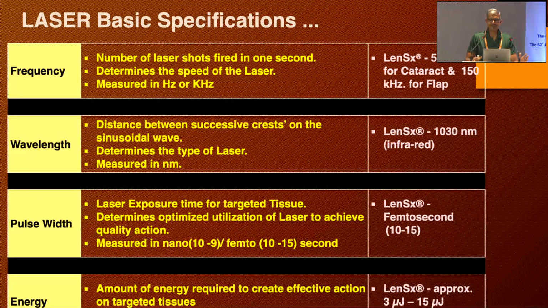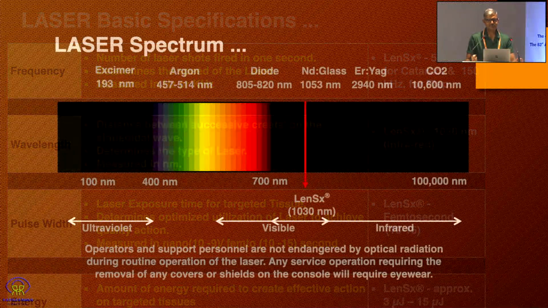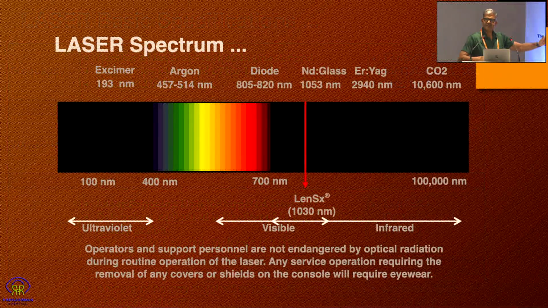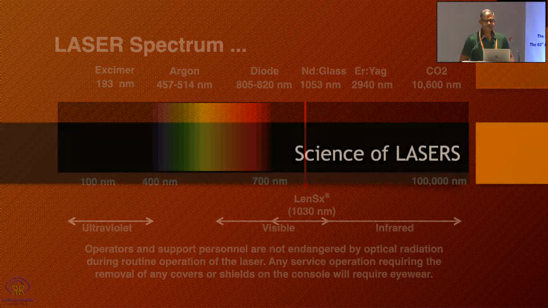Energy is the amount of energy required to create an effective action, which is for the LensX around 3 to 15, and most of the platforms operate within that energy range of 3 to 15 microjoules. This is where the LensX laser and virtually all the lasers stand, at 1030 nanometers. We know that the visible spectrum lies within 400 to 700. So this lies in the infrared segment, and these are the invisible segments of light.